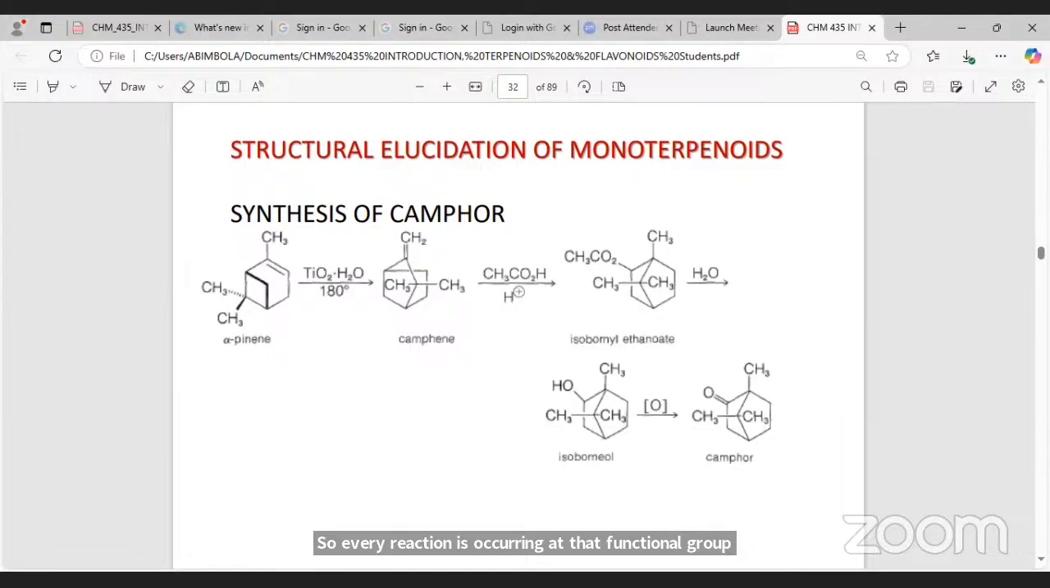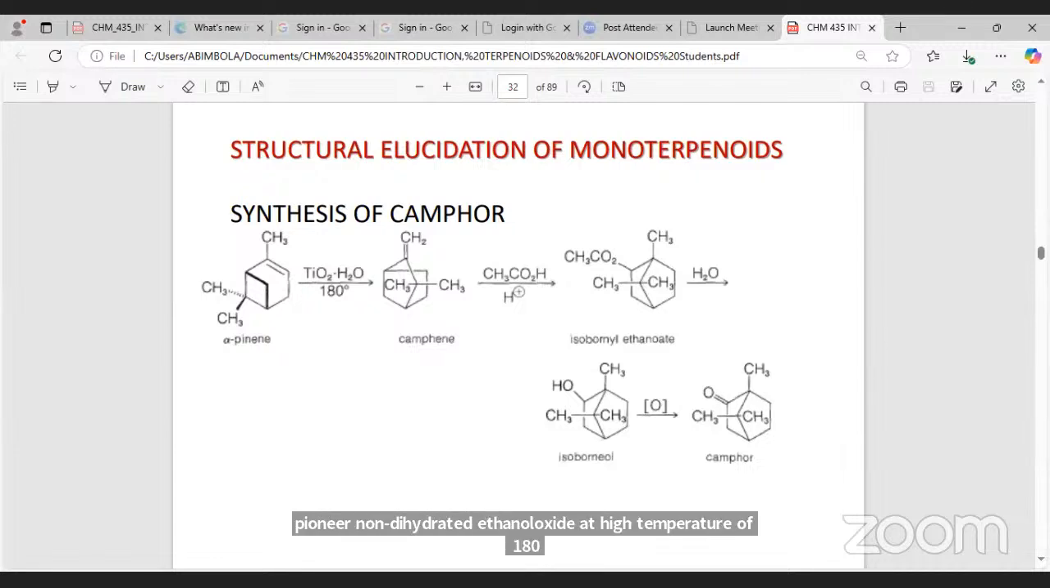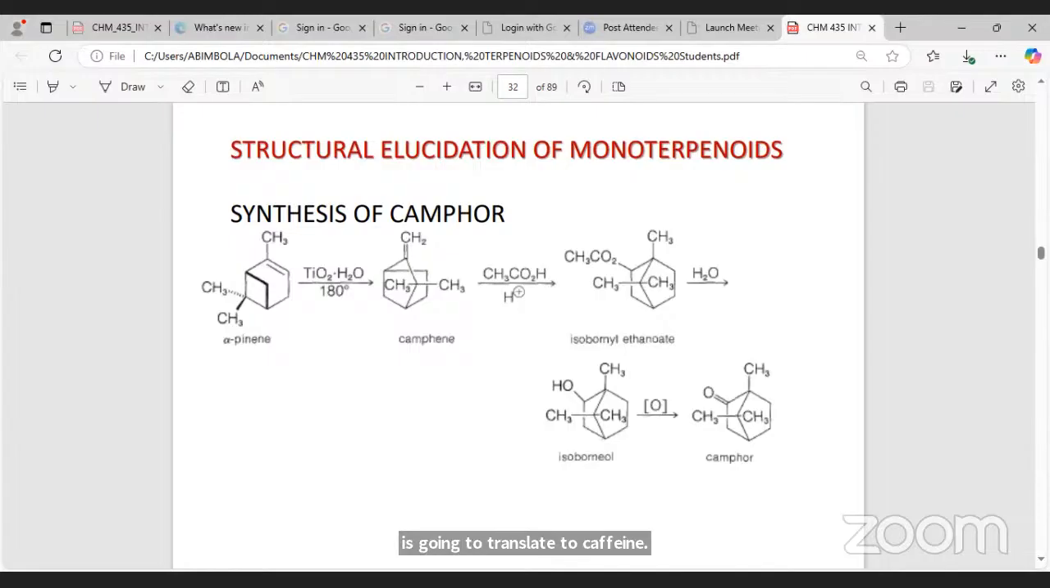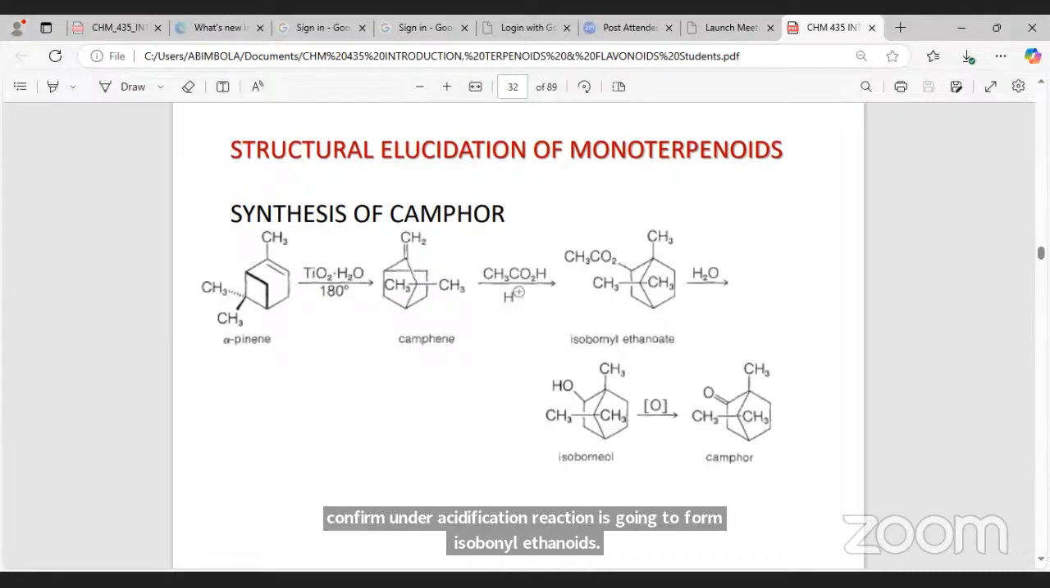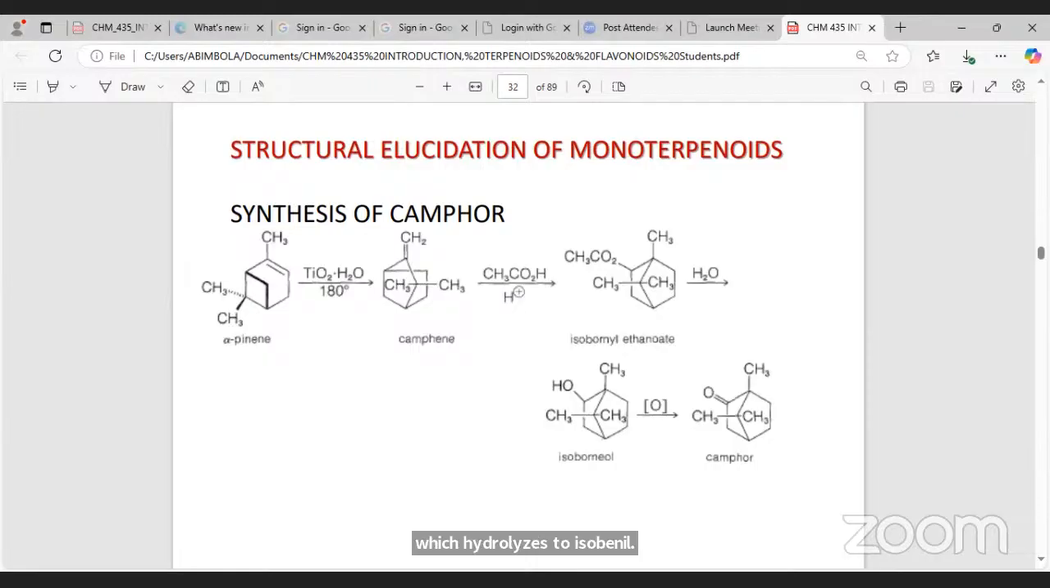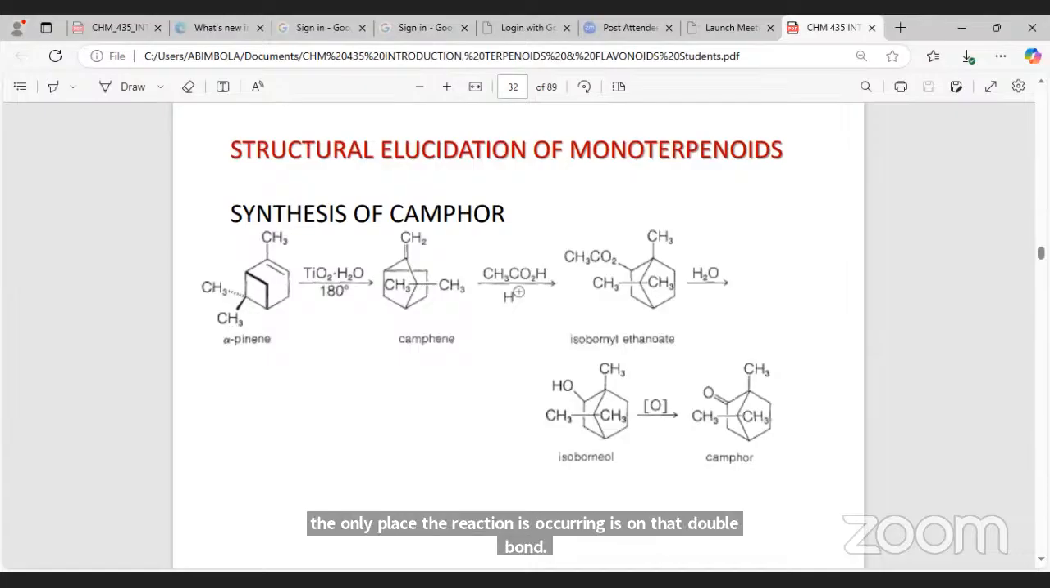So in the synthesis of camphor, alpha pinene under hydrated titanium oxide at a high temperature of 180 is going to convert to camphene. The camphene under an esterification reaction is going to form isobornyl ethanoate, which hydrolyzes to isoborneol and oxidizes to camphor. So the only place the reaction is occurring is on that double bond. Everything occurs there. So how many steps do we have in this reaction?